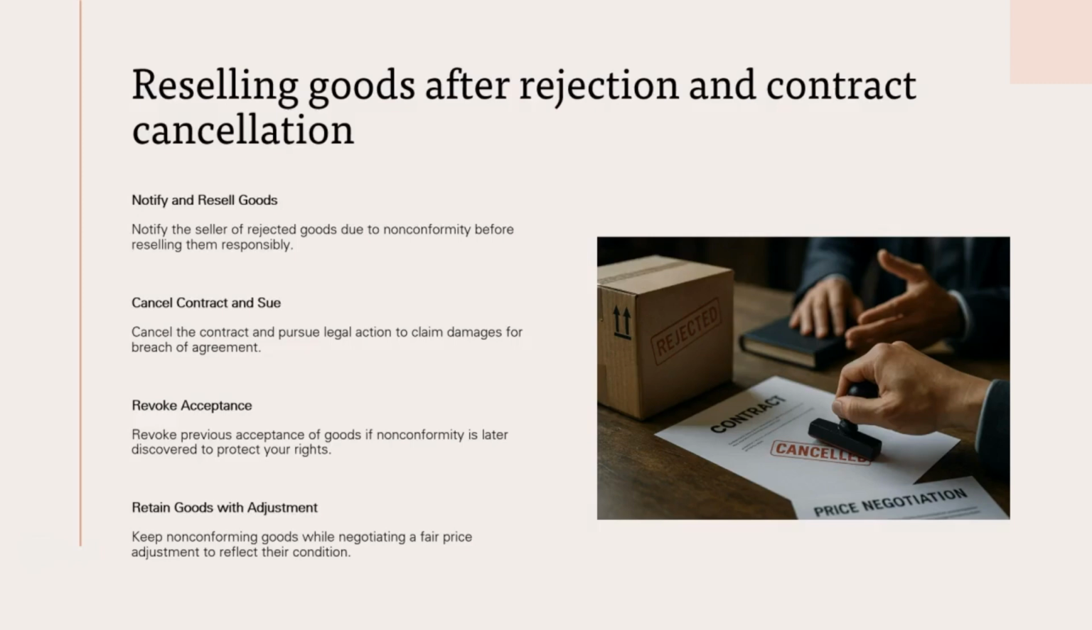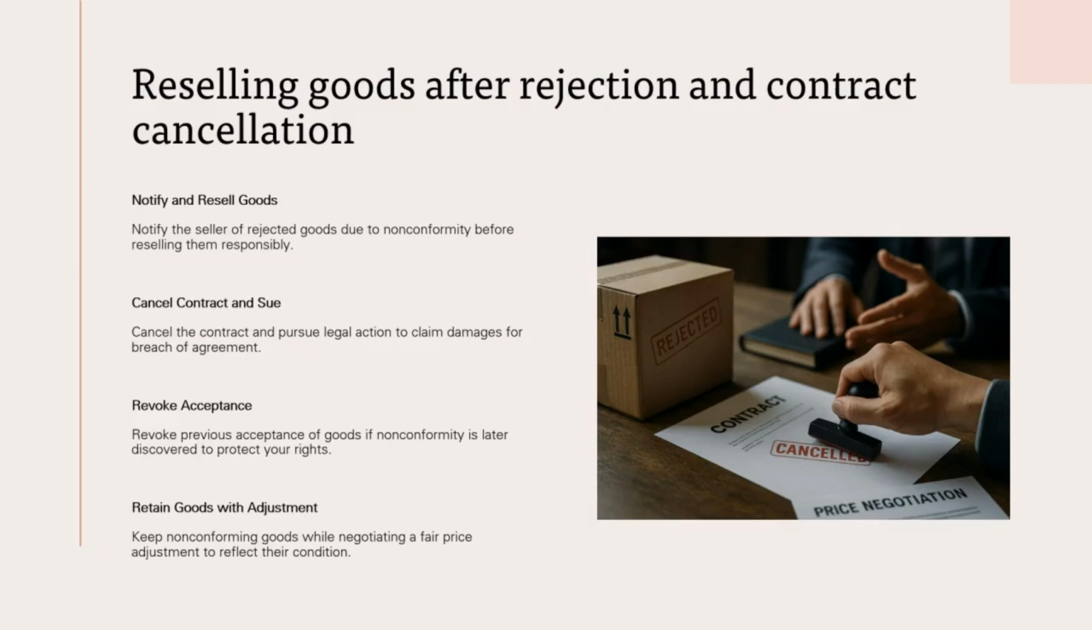The buyer can cancel the contract and sue for damages as well. And they can revoke their acceptance of the contract, and that'll depend on the contract language. And they could agree to keep them and just move on. The non-conforming goods, meaning goods that don't conform with the terms of the contract, they can keep them with an adjustment in price. So paying a lesser amount because the goods are non-conforming is basically what we're talking about.